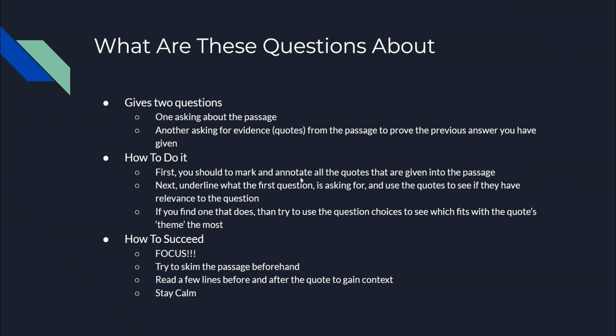First, I would recommend that you mark and annotate all the quotes that are given in the passage. This helps save time and makes your work more efficient, due to the SAT being a timed test. Next, I would underline what the first question is asking for and use the quotes to see if they have any relevance to the question. Lastly, if you find one that does, try to use the answer choices to see which fits with the quote's theme the best.